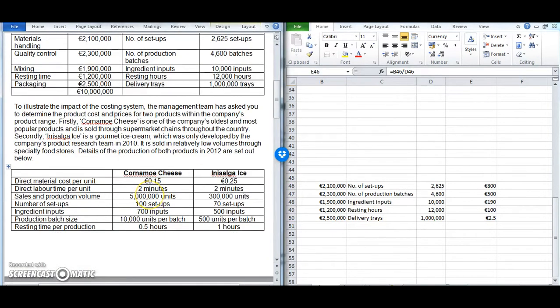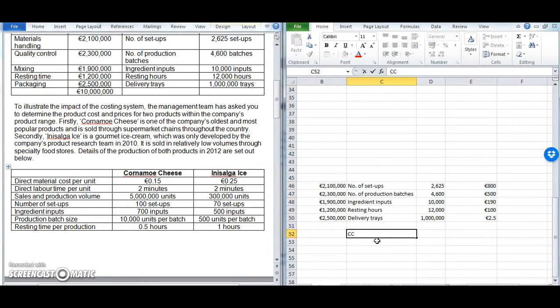for our two particular products in terms of, well, how many setups do they use? How many batches or units are per batch? How much resting time do they have per unit? So all this information is very useful, and what we're going to do now is try and allocate the overhead to both Cornamo cheese and Insalaga ice. So if we start with CC first and then II.